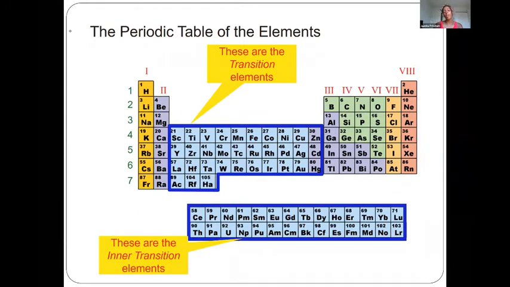We also have the transition elements, as well as the inner transition elements, which are normally pulled out toward the bottom of the table. It's important to notice that the inner transition elements, although they've been pulled out to the bottom of the table, actually reside right here. If you look at the numbers where you see 57 and then it jumps to 72 up here, well, 58 through 71 have been pulled out to the bottom. This really just helps us to observe the elements in a much easier format.